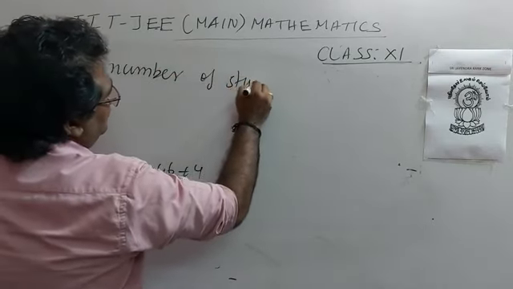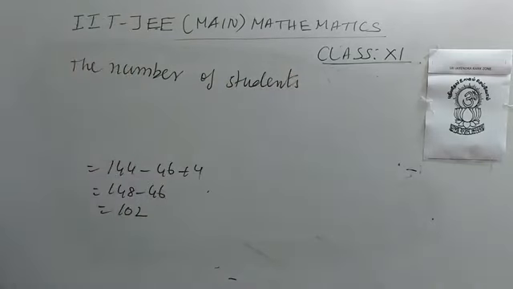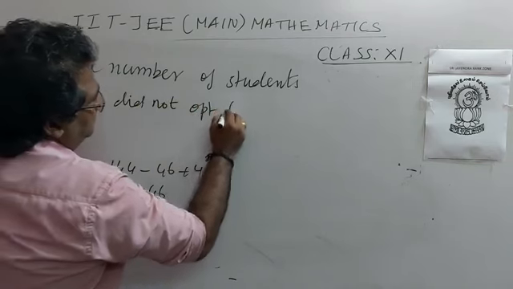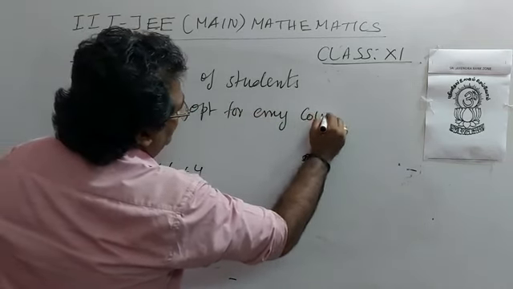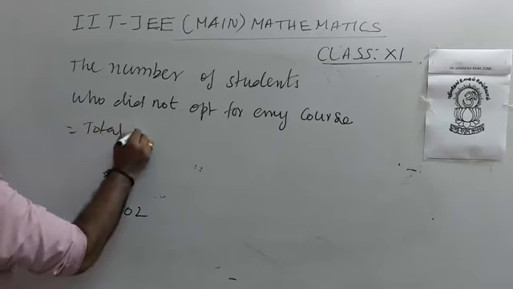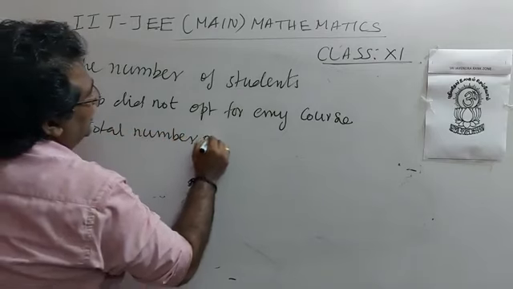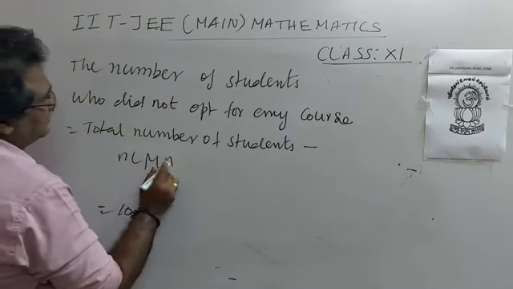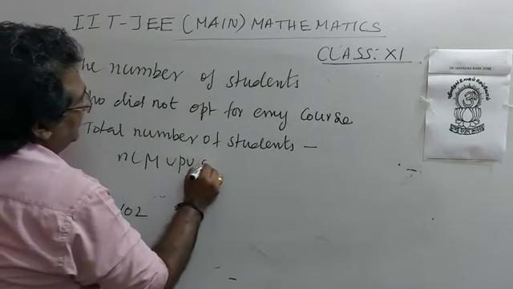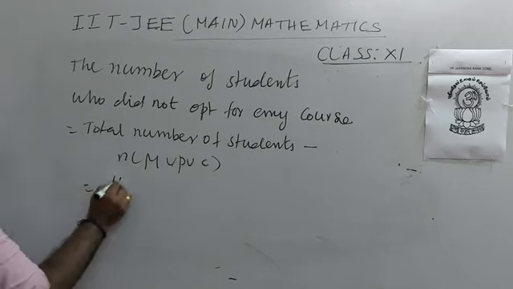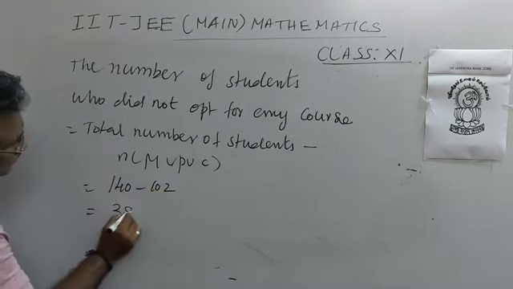The number of students who did not opt for any course is equal to total number of students minus n of M union physics union chemistry, that is 140 minus 102, that is 38.